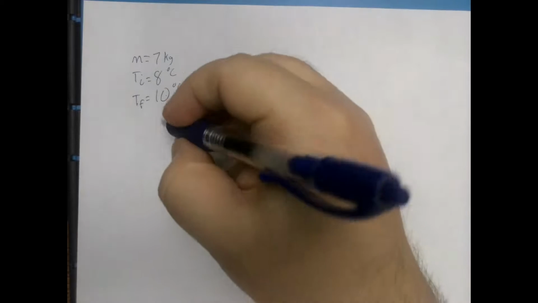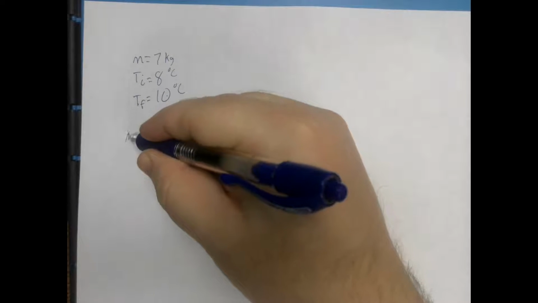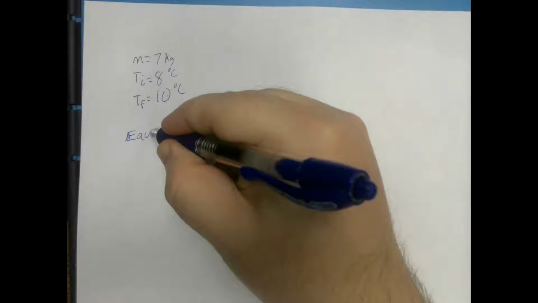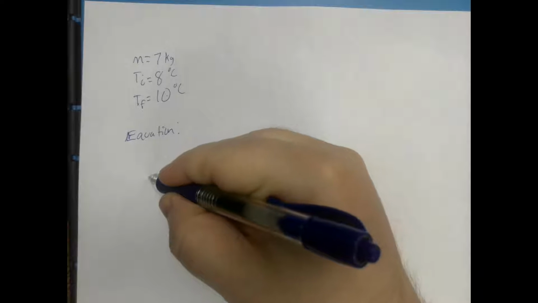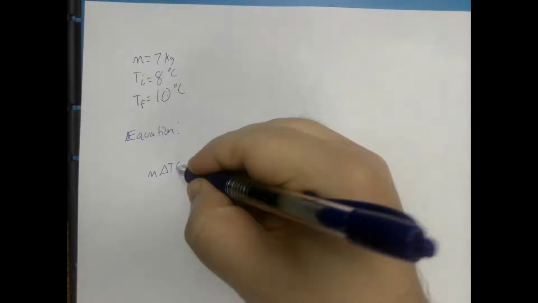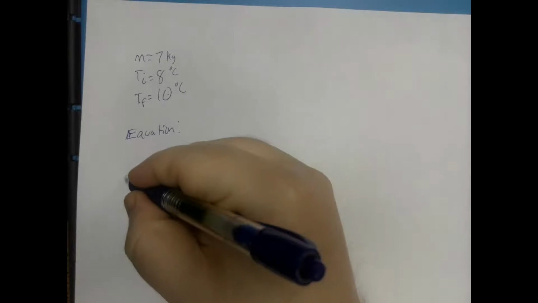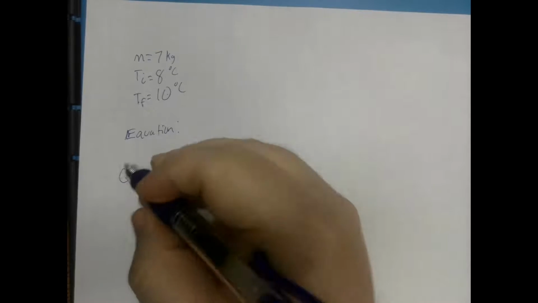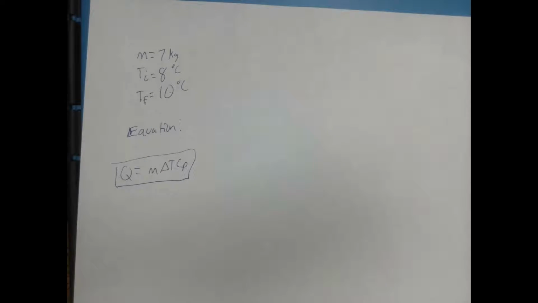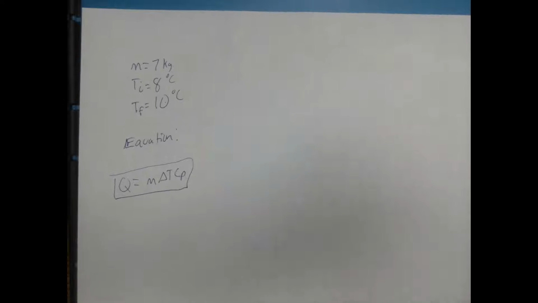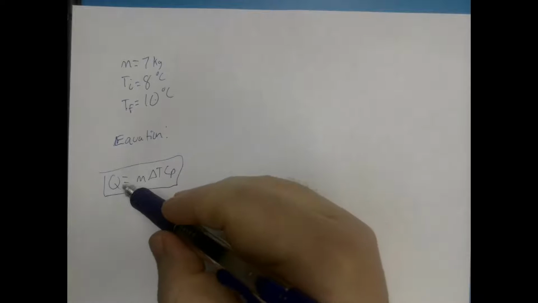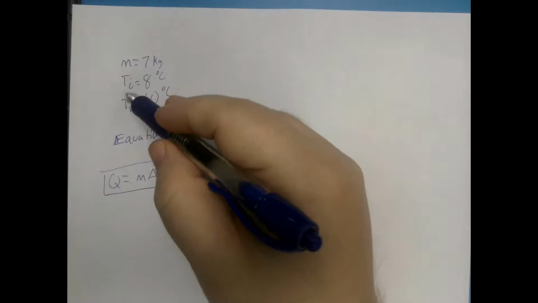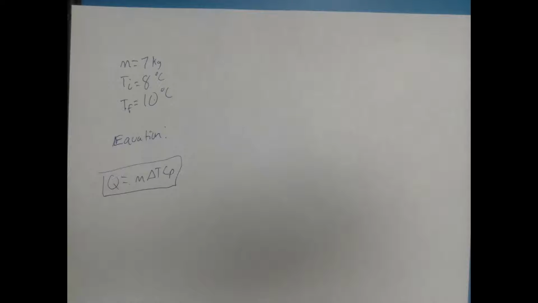Also, when doing the equation, so when it asks you to provide the equation, don't just put M delta T CP. You should be putting also the Q, the full equation. So if you got the entire problem wrong, and you did this and this fully, I gave partial credit.